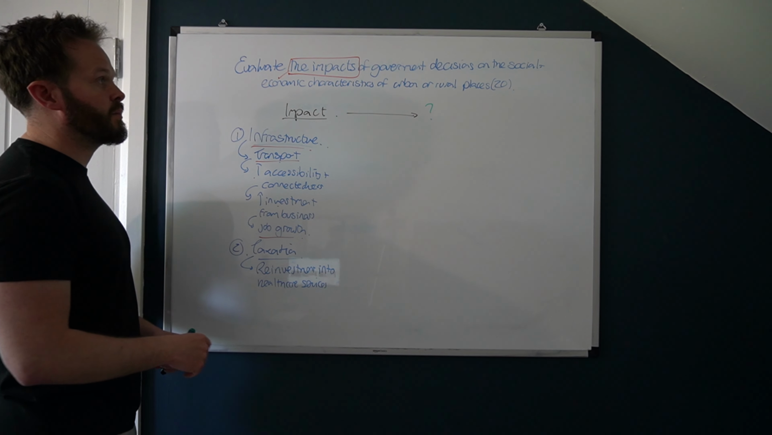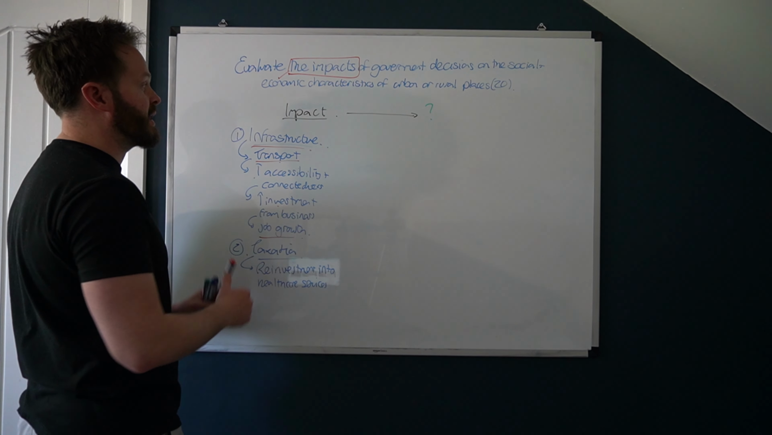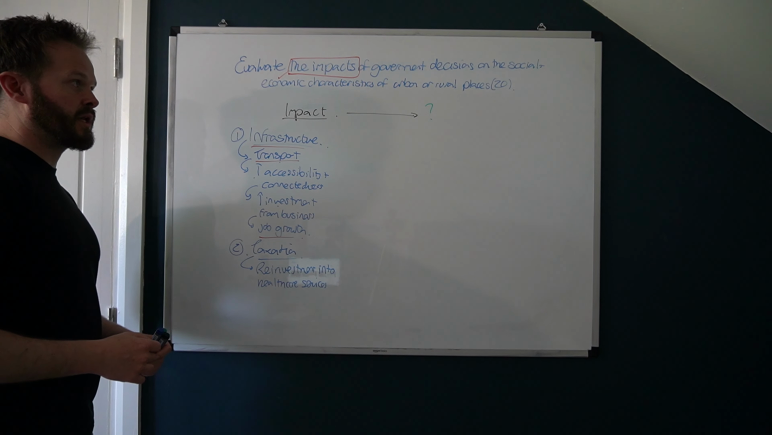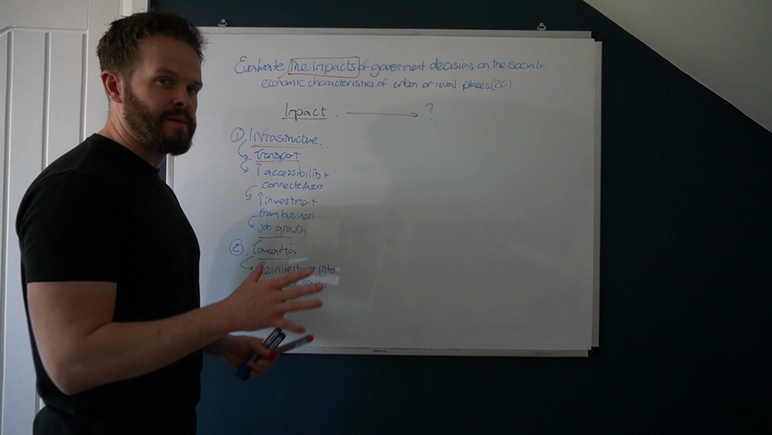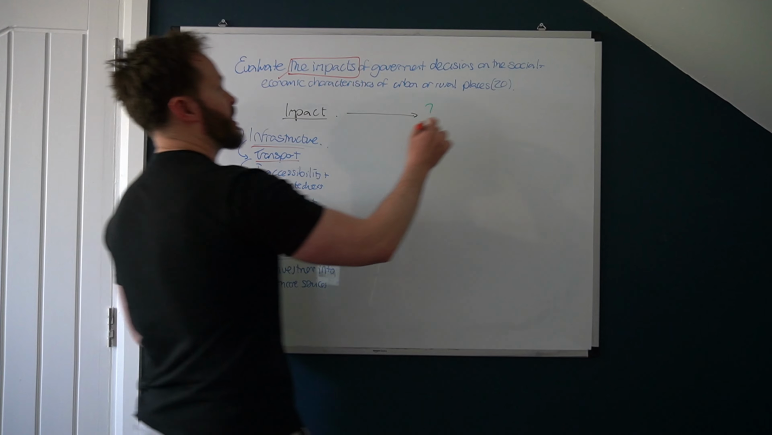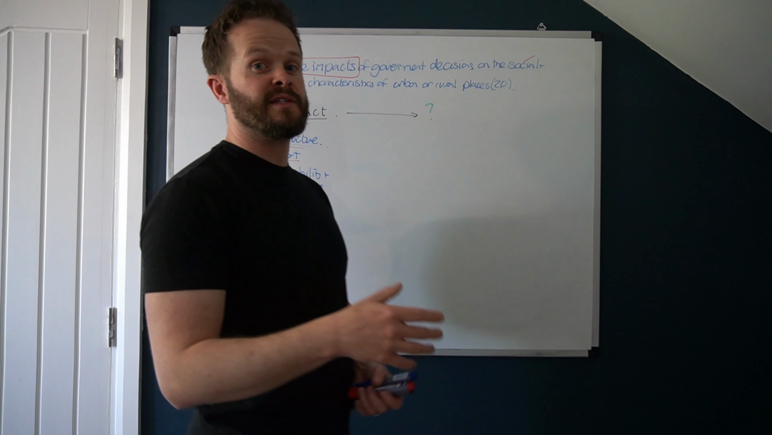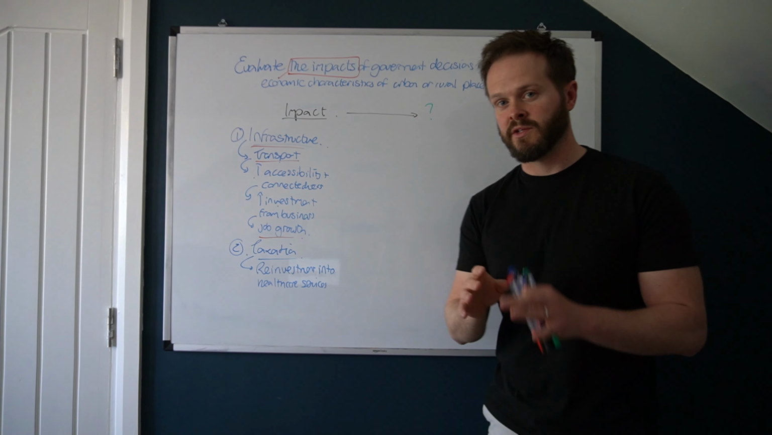So we can't deny, can we, that government decisions do have an impact on certain places in terms of accessibility and connectedness, and definitely social outcomes as well. So that's going to be really important. Remember, when you're breaking down a question, you've got to look out for the social and economic characteristics. You must cover both, or the examiner may just give you half mark for only answering half the question.